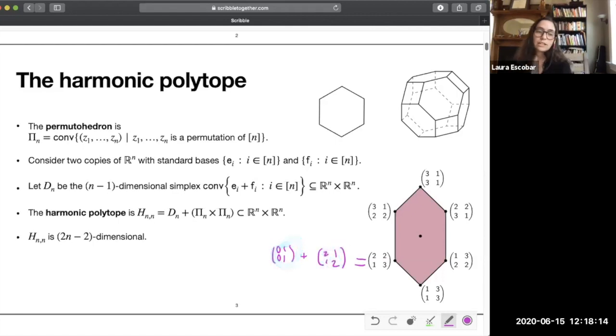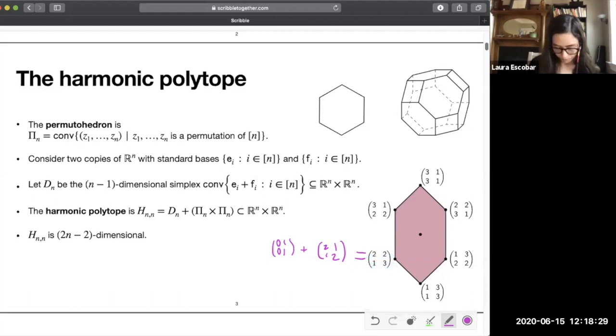And you can see here that this polytope, just as the bipermutahedron, is (2n-2)-dimensional. If you add the top row, you get the same number as if you add the bottom row, and that is always a constant.